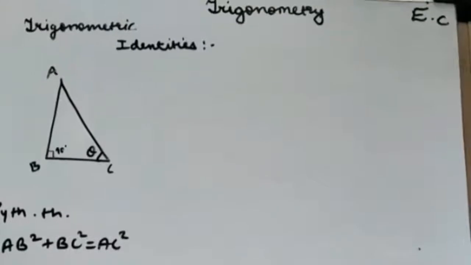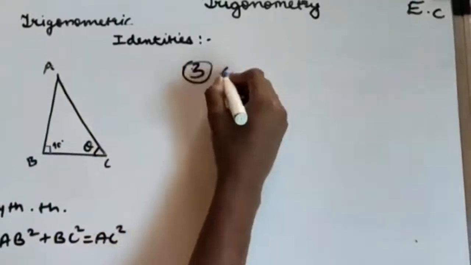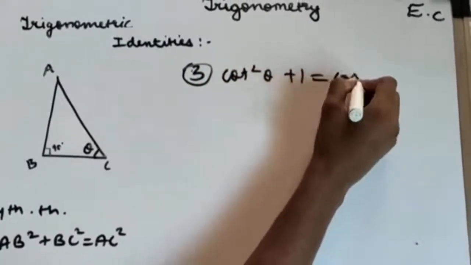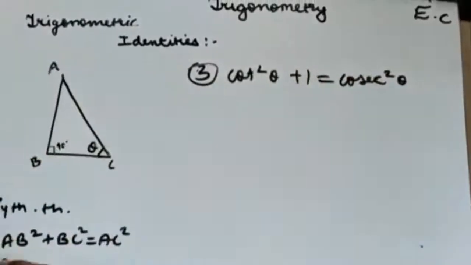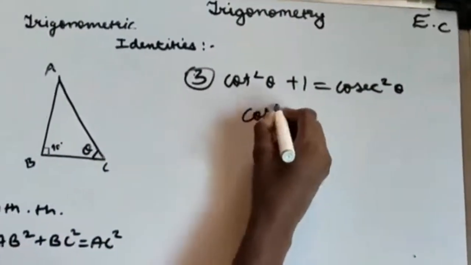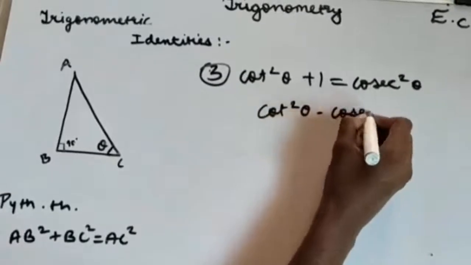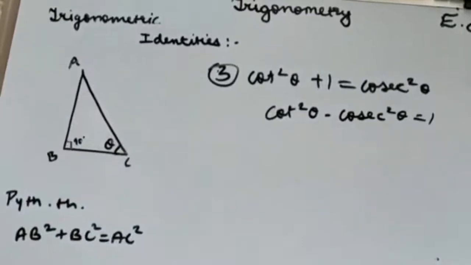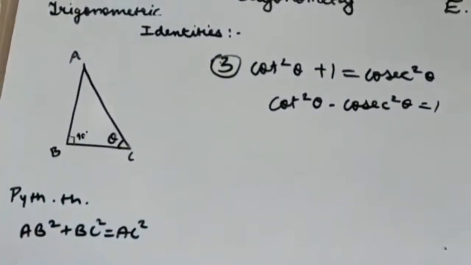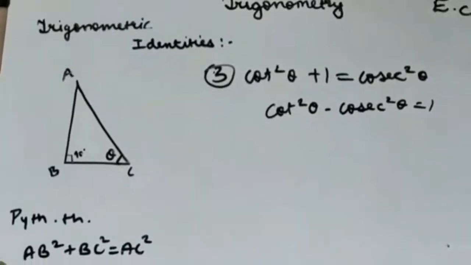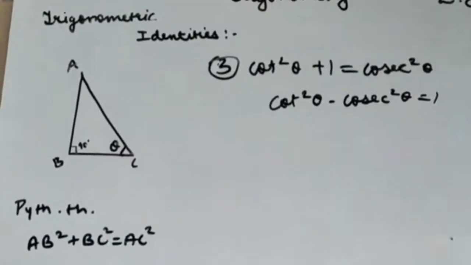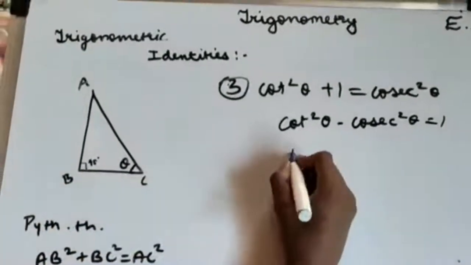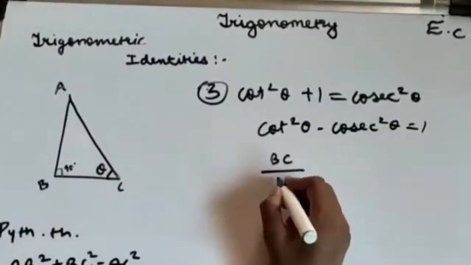Let's learn the last identity, which is cot square theta plus 1 is equal to cosec square theta. On rearranging this we get cot square theta minus cosec square theta is equal to 1. What is cot theta? Cot theta is nothing but adjacent side upon opposite side. Here the adjacent side with respect to theta is BC upon opposite side AB.